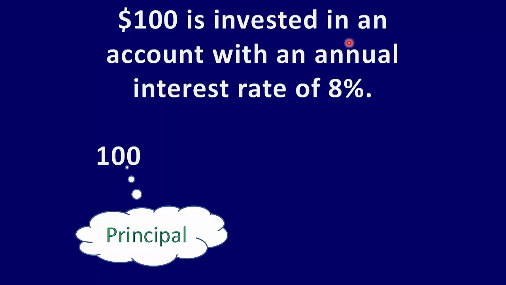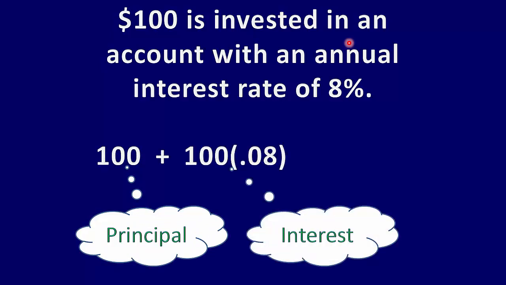Well, this $100 we're going to call the principal, and then we have our interest. So we have the amount that we put in, and then we have some interest that we earn. So 8% of the 100. So at the end of the year, we would have $108. That's how much we made. 8% interest, just simple. At the end of the year, that's what we get.